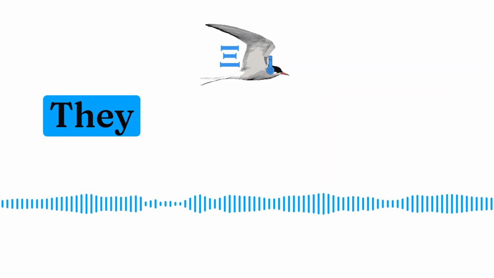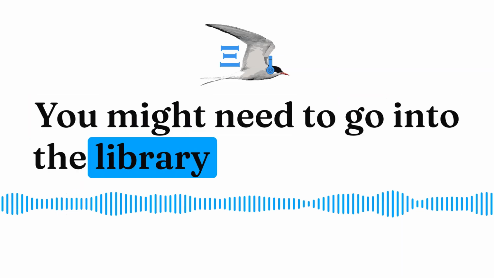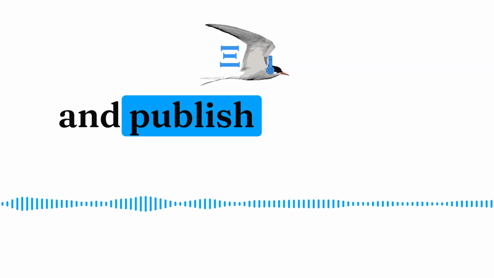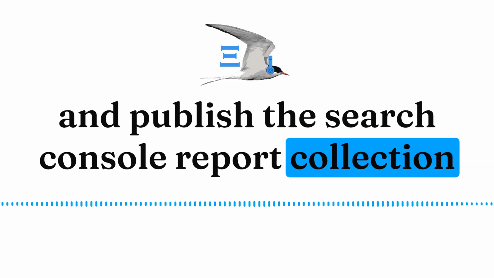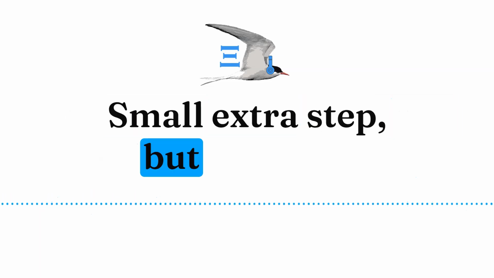Nice. Where do they appear? Good point. They don't always show up automatically in your left-hand navigation. You might need to go into the library section in GA4 and publish the Search Console report collection to make it visible in your main reports menu. Okay, small extra step, but worth it.